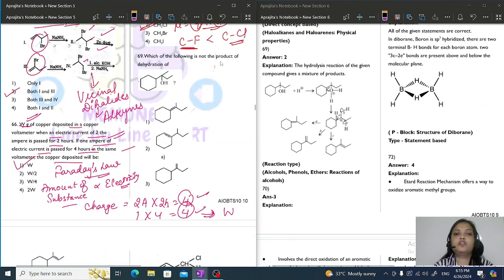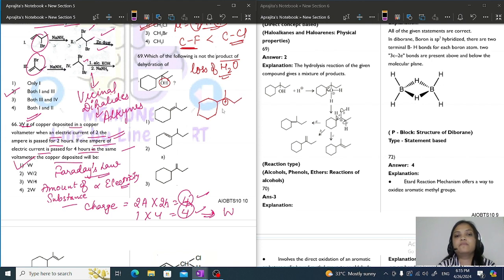Next up, which of the following is not the product of dehydration of the given compound? In dehydration, we know that there is a loss of a water molecule and a formation of an alkene would happen. All of these alkenes are given. First of all, protonation will happen, OH2, and there would be a carbocation that is formed after the loss of the water molecule. So here at this carbon, a carbocation is formed.